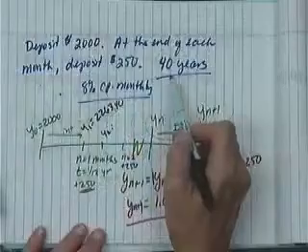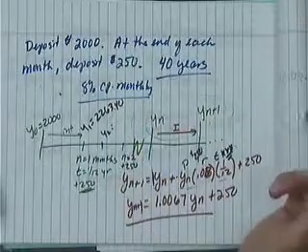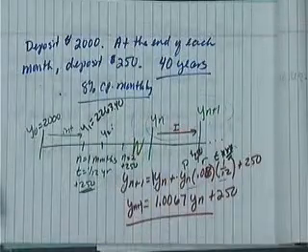Now, what was the question, though? At the end of 40 years, how much is in our account? All right. So I could do the spreadsheet, carry it down for how many periods?